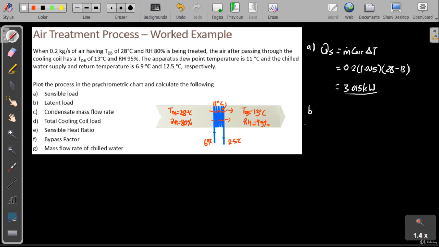Part B, they ask for the latent load. So latent load, the formula is QL is equal to mass flow rate of air multiplied by latent heat of vaporization multiplied by delta omega, which is the change in humidity ratio. However, we have a problem over here because we do not have the humidity ratio before and after the coil. But we are able to find out the humidity ratio if we use the psychrometric chart to help us. So you are going to plot these 2 points onto the psychrometric chart and retrieve the respective humidity ratio.